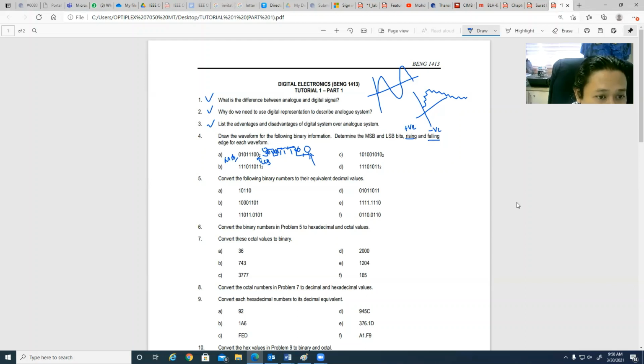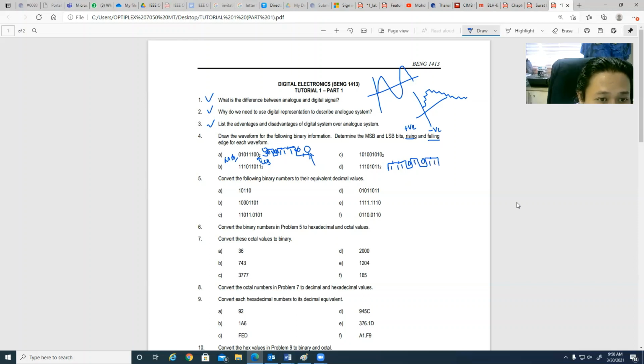Okay, I go to another example here. For example, question D. We have 1, 1, 1, maybe can do like this, a bit different, and then 0, 1, and another one here. Maybe like this: 1, 1, 1, 0, 1, 0, 1, 1.